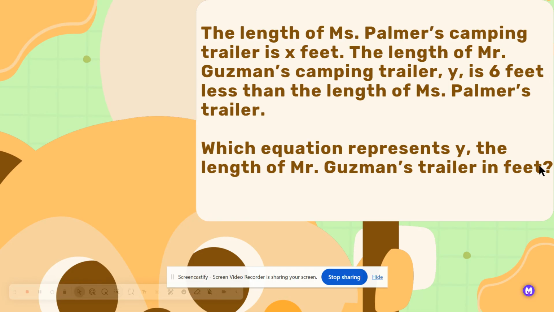I will go ahead and read the problem out loud. The length of Miss Palmer's camping trailer is X feet. The length of Mr. Guzman's camping trailer, Y, is 6 feet less than the length of Miss Palmer's trailer. Which equation represents Y, the length of Mr. Guzman's trailer in feet? On the next slide, I will have the 4 answer choices that we can choose from, and we can decipher which answer choice is going to fit this problem the best.